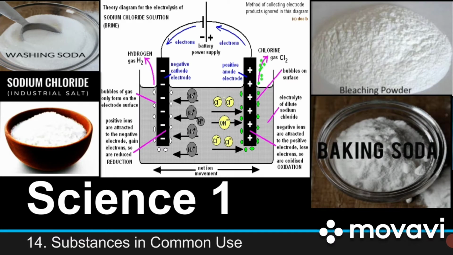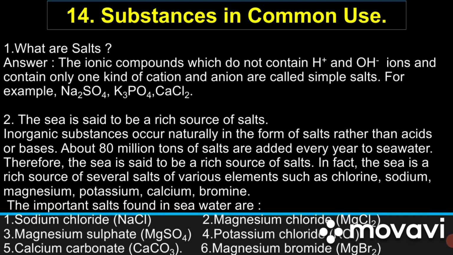Hello students, in Science 1, let us study Chapter 14, Substances in Common Use. What are salts? The ionic compounds which do not contain H+, that is hydrogen ion, and OH-, that is hydroxyl ion, and contain only one kind of cation and anion are called simple salts. For example, sodium sulfate Na2SO4, potassium phosphate K3PO4, and calcium chloride CaCl2.